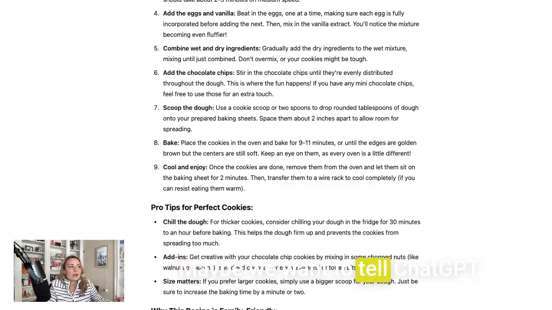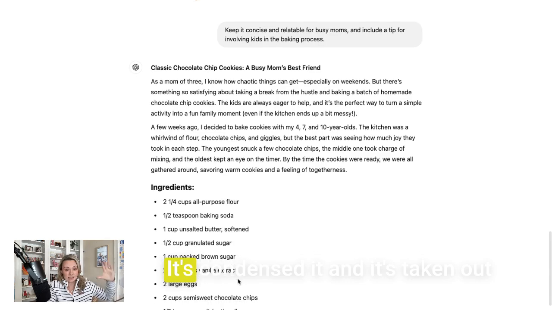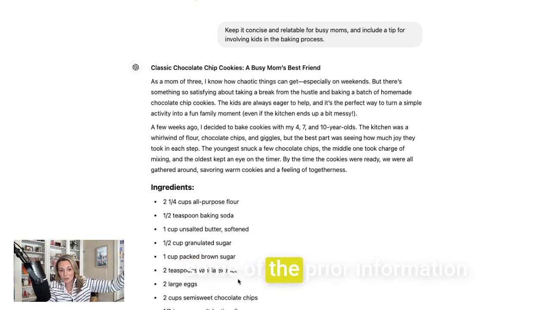Maybe we want to tell ChatGPT about our target audience. Who is my target audience in this scenario? Probably busy moms. But maybe it's a little too long because my target audience is busy. So I'm going to say, keep it concise and relatable for busy moms. Include a tip for involving kids in the baking process. It's condensed it and it's taken out some of the prior information.